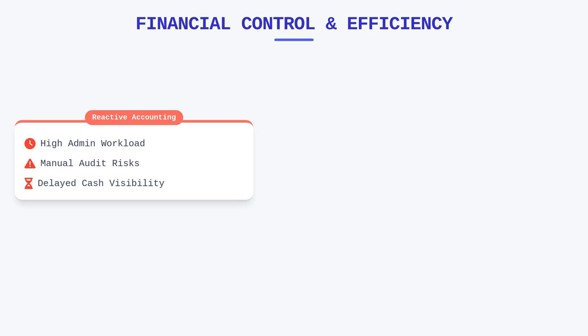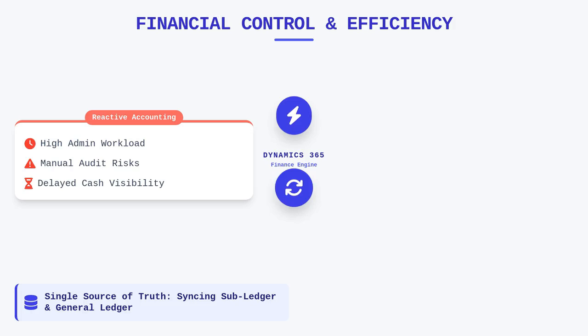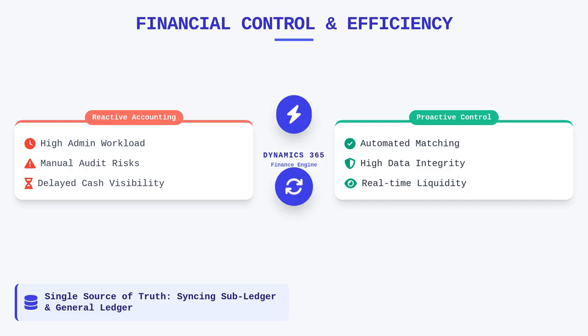Because Dynamics 365 Finance acts as a single source of truth for both the subledger and the general ledger, the reconciliation process inherently keeps the accounts in sync. By leveraging these advanced features, you move away from reactive accounting and toward a proactive state of financial control. Maintaining this degree of discipline is essential for any organization, regardless of size, that prioritizes financial accuracy and operational efficiency.